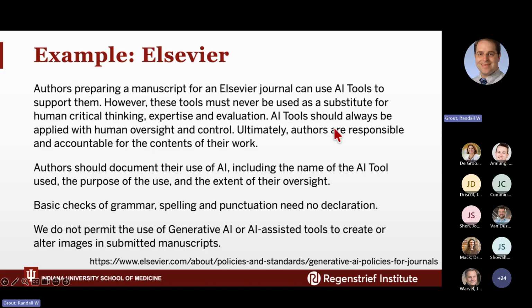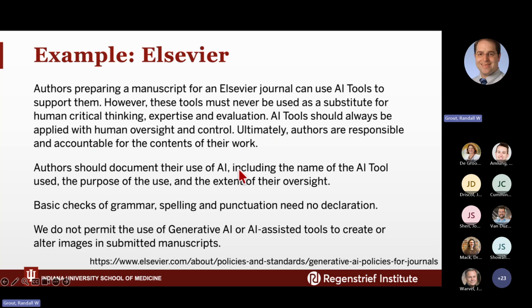This is from Elsevier or Selvier. I'm not sure how most people pronounce it. These are words that they use in their author instructions and their policies among their various journals. Authors preparing a manuscript can use AI tools. However, they must never be used as a substitute for human critical thinking, expertise, and evaluation, and should always have human oversight and control. Ultimately, authors are responsible and accountable for the contents of their work.